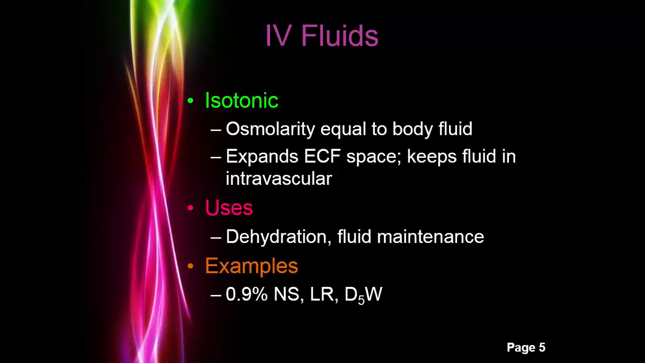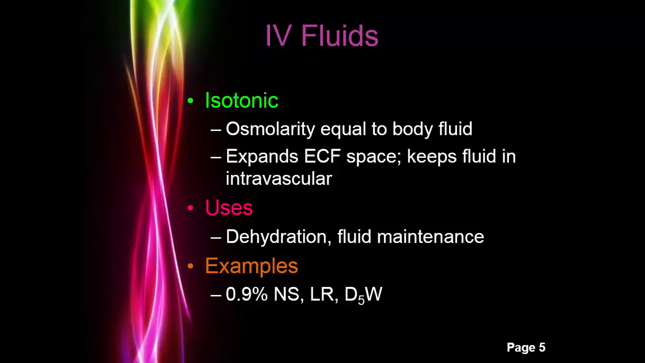Looking at isotonic fluids, the osmolarity is equal to that of the body fluid, so there are no fluid shifts taking place. It is the same concentration as body fluids, and so it expands the IV compartment only. So it expands that extracellular space and keeps fluid in the intravascular system. Uses are for dehydration and fluid maintenance. Examples are normal saline, lactated ringers, and D5W.